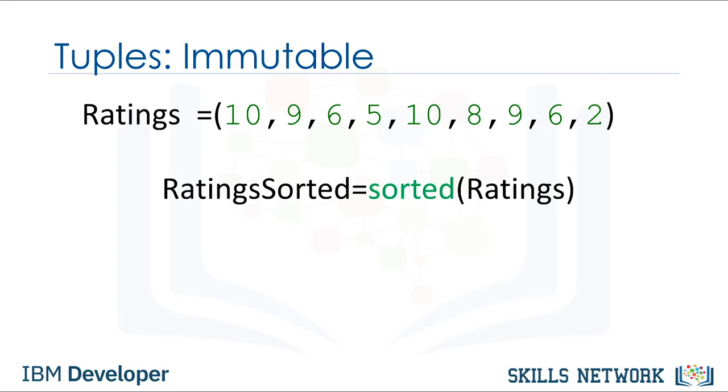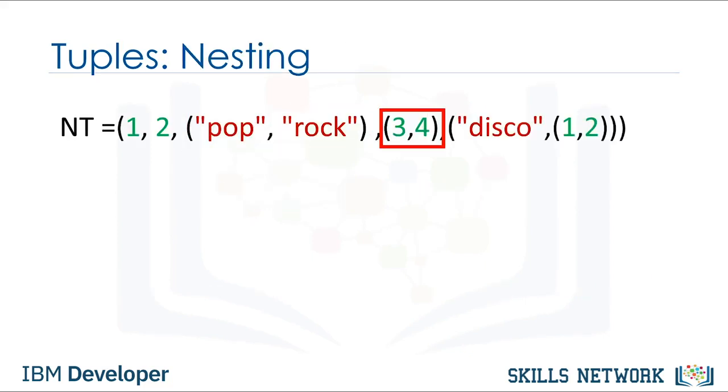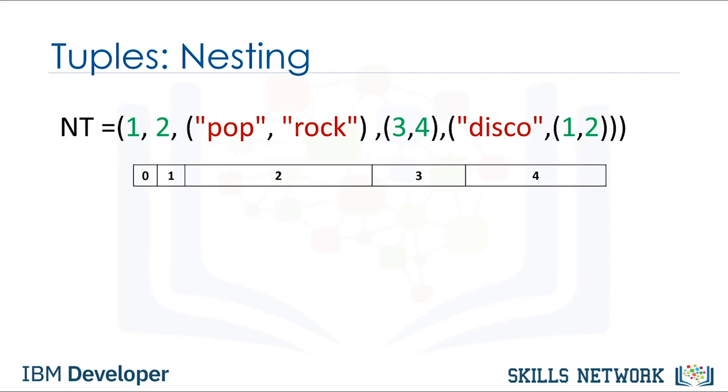For example, if we would like to sort a tuple, we use the function sorted. The input is the original tuple. The output is a new sorted list. For more on functions, see our video on functions. A tuple can contain other tuples as well as other complex data types. This is called nesting. We can access these elements using the standard indexing methods.